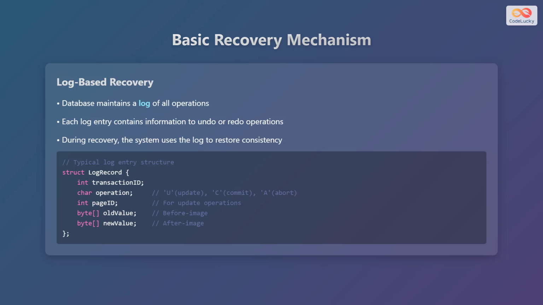Here is a typical log entry structure. It contains transaction ID, the operation which could be update, commit, or abort. It also contains the page ID for update operations, the old value, that is the before image, and the new value, that is the after image.